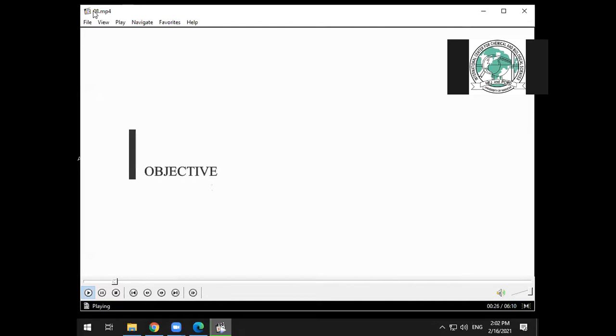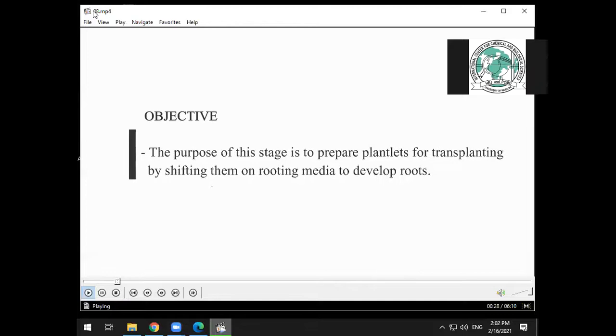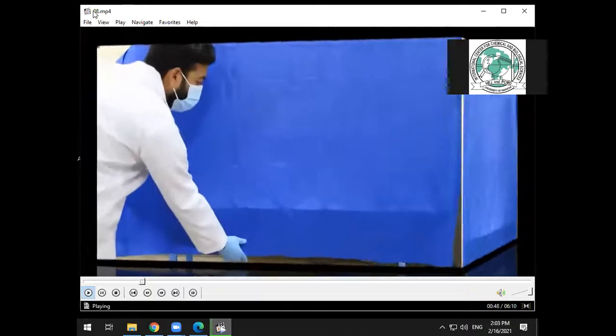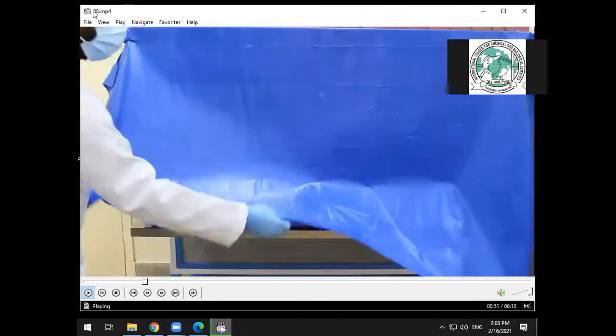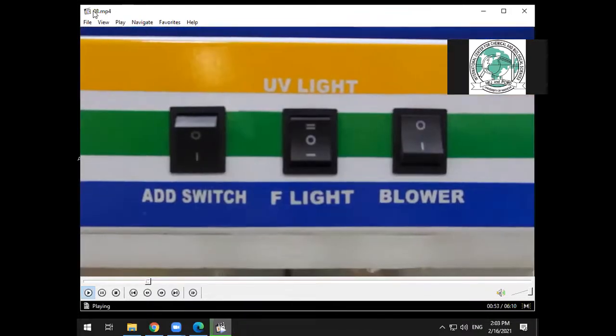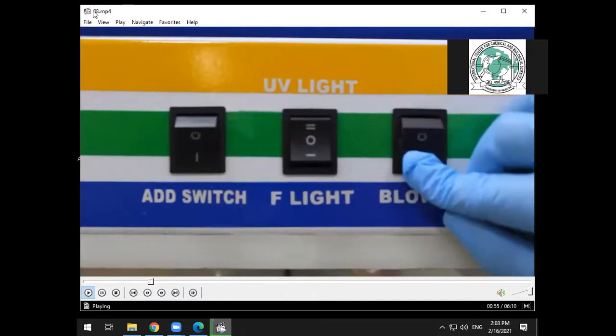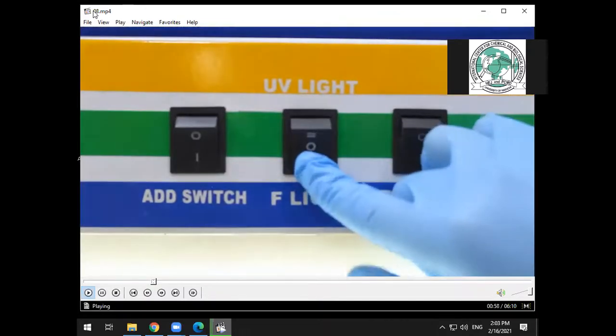The objective of this stage is to prepare plantlets for transplanting by shifting them on rooting media to develop roots. Expose the hood to UV light for 15 minutes. After 15 minutes, turn off UV light and remove the cover. Turn on blower and light.